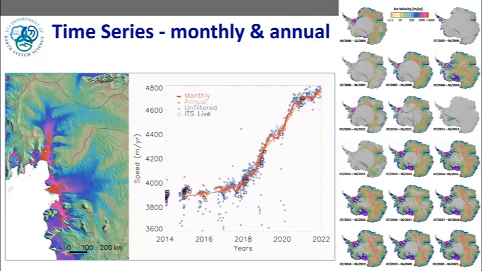The product that we have now is annual products, but we're looking at monthly products as well. And we're learning new things as we look at subannual variations in Antarctica. There are publications coming out now that the peninsula shows subannual changes, but we also see that on Pine Island Glacier, and there are questions, so what is causing that? And there are a ton of research questions that a denser time series will open up and foster new research.